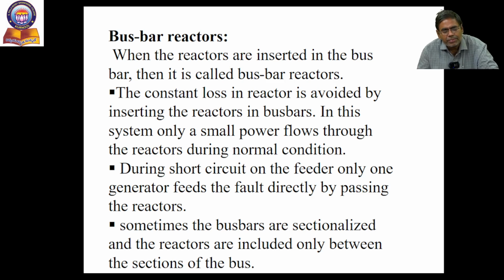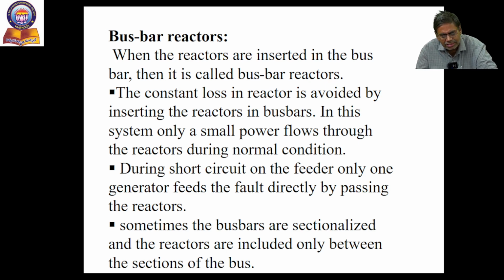The third one is bus bar reactors. When the reactors are placed in the bus bar system, it is called a bus bar reactor. Constant losses in the reactor are avoided by inserting the reactors in the bus bars. In this system, only small power flows through the reactors during normal conditions. During a short circuit on one of the generator feeders, the fault directly bypasses the reactors.